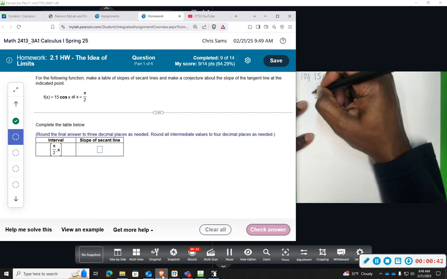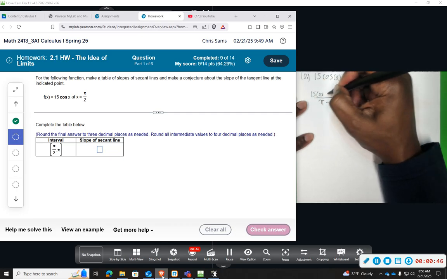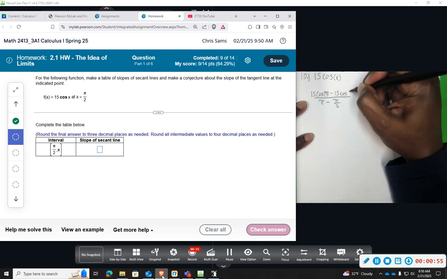and we're going to be taking 15 times cosine of pi and subtracting 15 cosine of pi over 2.